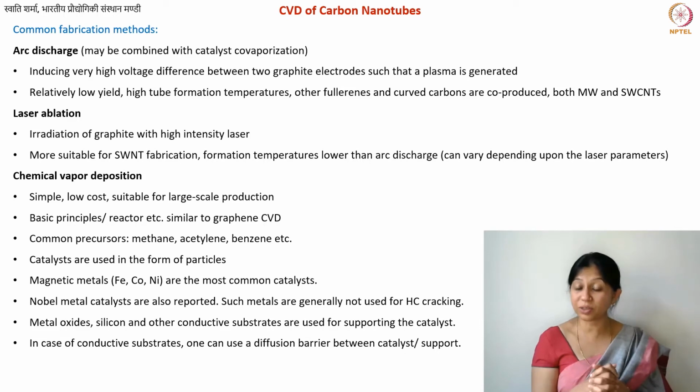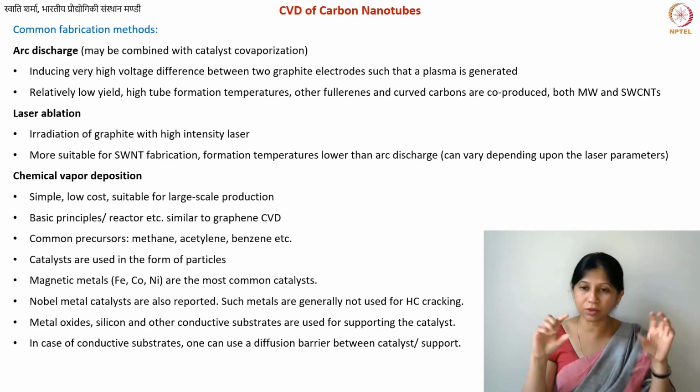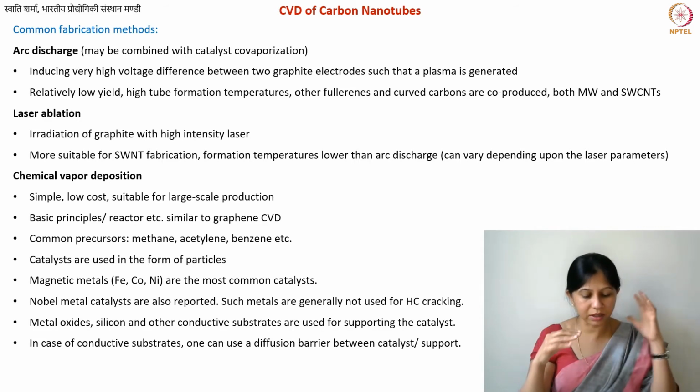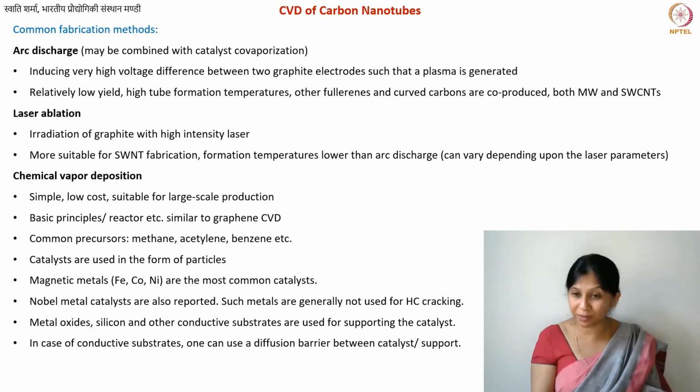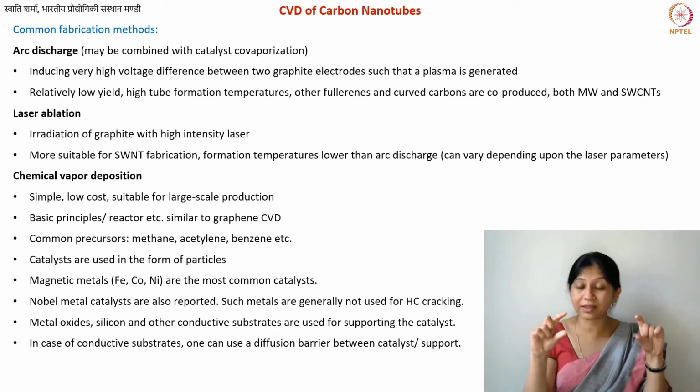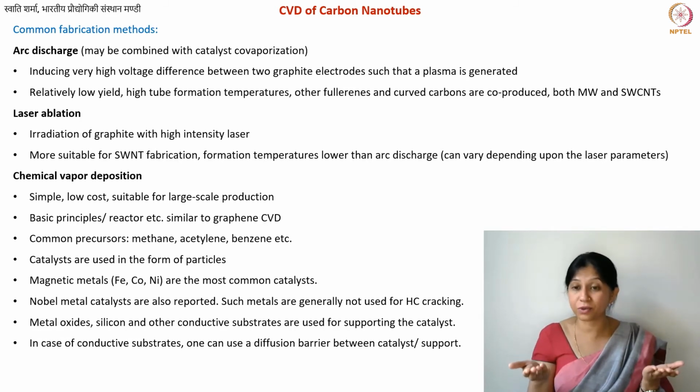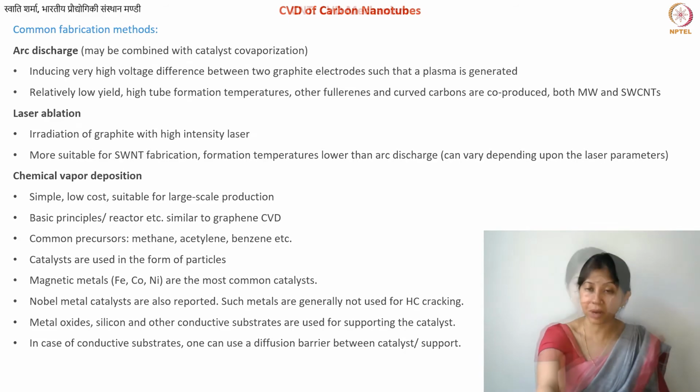Different supports behave differently, but in the case of conductive substrates, often you will also have a diffusion barrier, just because you do not want the dissolved carbon species to diffuse through your substrate or the support. You want to keep it limited to the catalyst itself, and you do not want your carbon species to go into the support. That is why you might create a diffusion barrier. So this is also an important parameter.